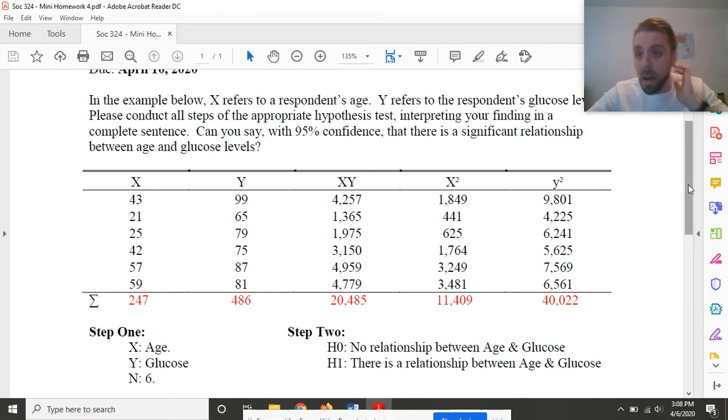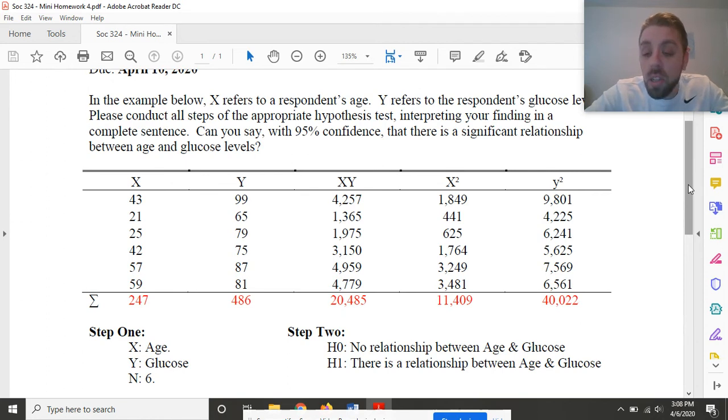I also know that I'm operating with 6 pairs of data here. So N equals 6 pairs of X and Y. In terms of my hypotheses, the null hypothesis is that there is no relationship between age and glucose.